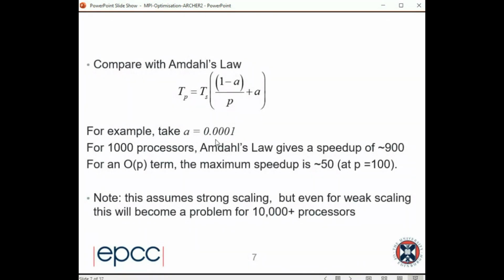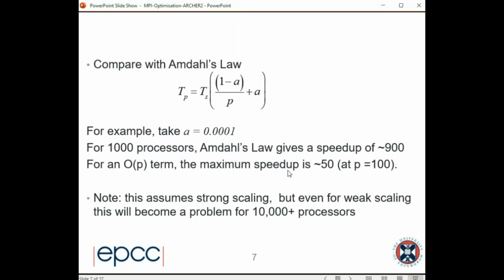99.99% parallel, one part in 10,000 serial. For 1,000 processes, Amdahl's law gives a speed up of 900. That's saying it's good. But if the overhead scales with the number of processes, the maximum speed up is order 50. So that's showing that Amdahl's law is often used as a way of saying, you know, this is a real problem. It can limit the scalability of your code.